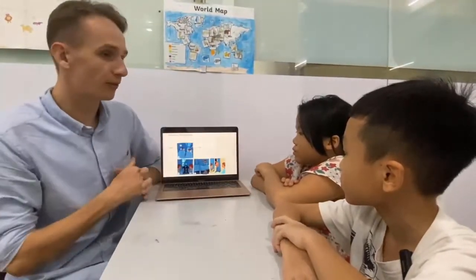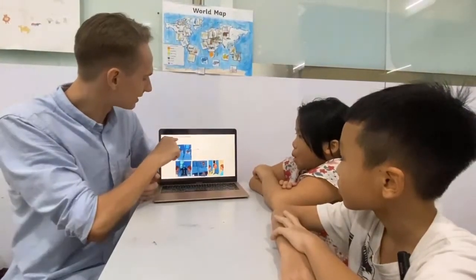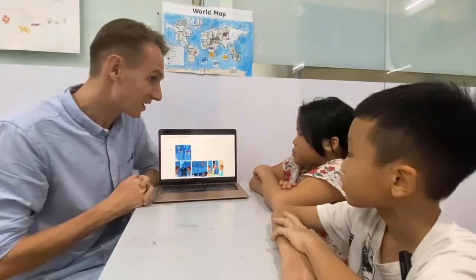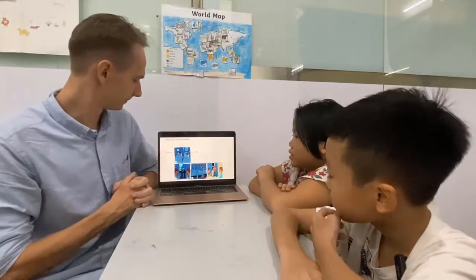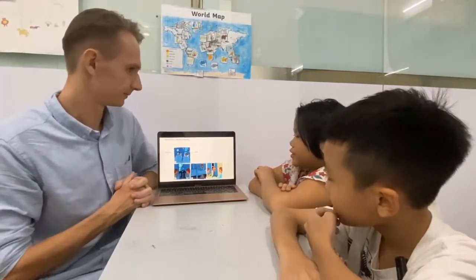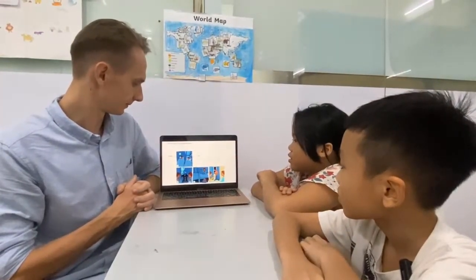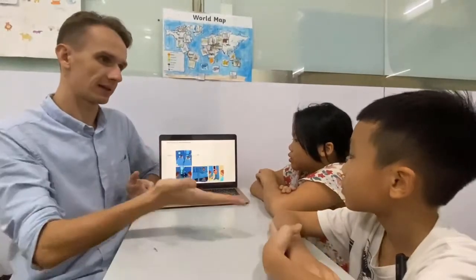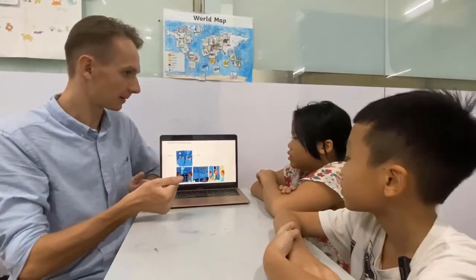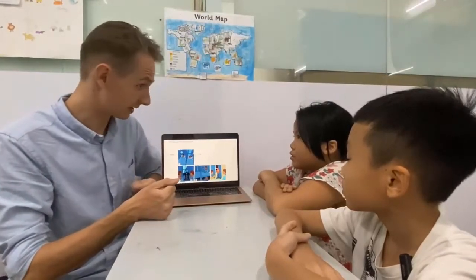Look at these four pictures. They are telling us a story. The name of the story is The Night Monster. Can you start with the picture 1, please? In the picture, there is a little girl in orange. The little girl is sleeping. But they don't sleep.